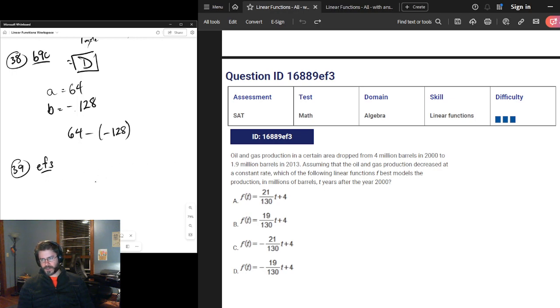So 4 million is our y-intercept. If I plug in 13, so negative 21 over 130 times 13 plus 4. If that is anything other than 1.9, then it's D, but if it is 1.9, then it is C. For this one, I actually am going to use a calculator.